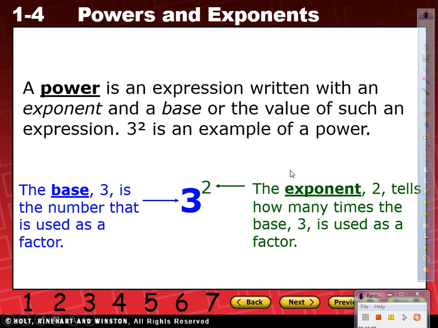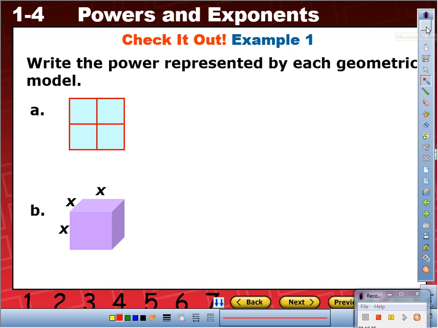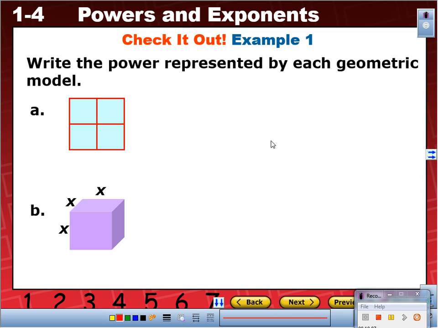All right. Copy this. For those of us that are artistically challenged, let me help you out. Here it goes. It says, example 1, write the power represented by each geometric model. So this one is fairly simple. You draw a big square. And halfway here, and halfway there. Wait a minute, that looks like the area model.